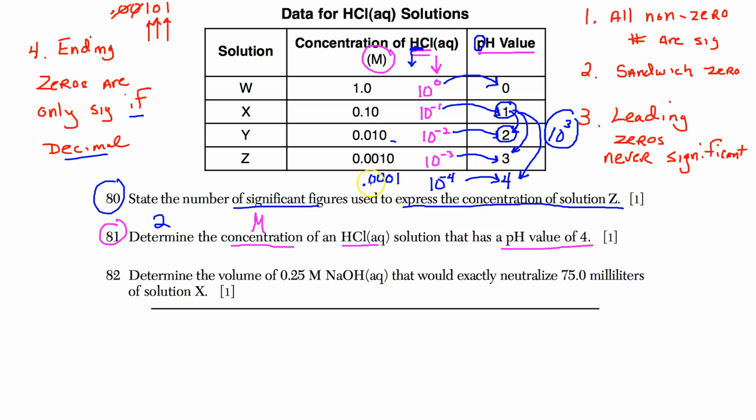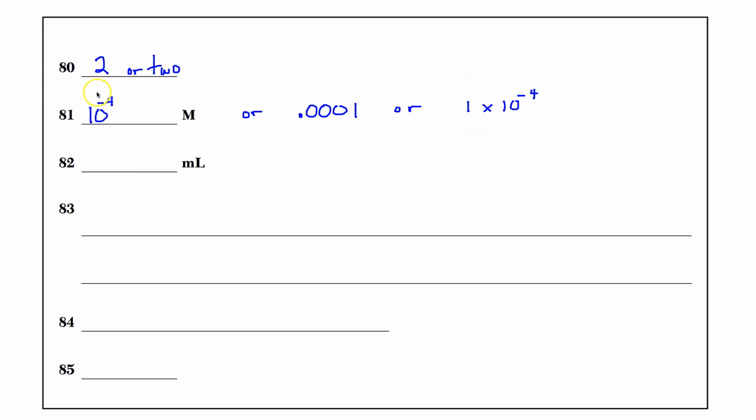Let's get that into the answer booklet. And there I have 10 to the negative 4, or I can just write it out 0.0001. It has to have 3 zeros in front. That's what 10 to the negative 4 means. Or 1 times 10 to the negative 4, it's the same thing. Okay, so on to 82.